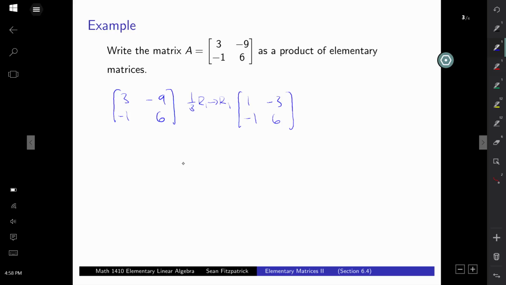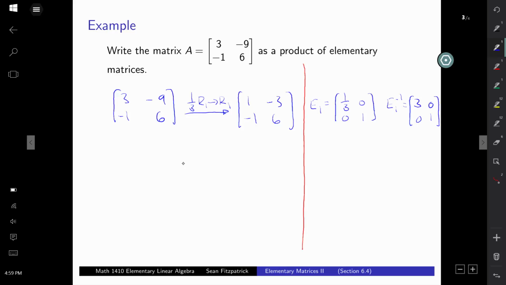So what is my elementary matrix? Let's call that E1. E1 is the elementary matrix I get if I take this row operation and do it to the identity. That gives me 1/3, 0, 0, 1. What's the inverse? I do the opposite thing to the identity. The opposite of dividing by 3 is multiplying by 3. So 3, 0, 0, 1.